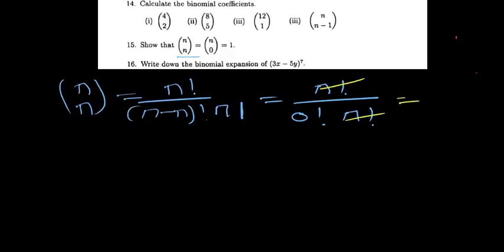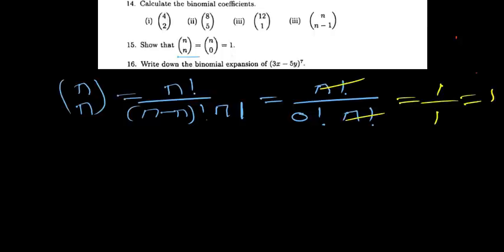Show that n choose n. I've already shown all this, so we're trying to show that they're all equal to 1. N choose n means n factorial over n minus n factorial, and then the value of r is n factorial. So we have n factorial on top, n minus n is 0 factorial, and then this is n factorial. That can divide, and we end up with 1 over 1, which is just equal to 1, because 0 factorial is equal to 1.